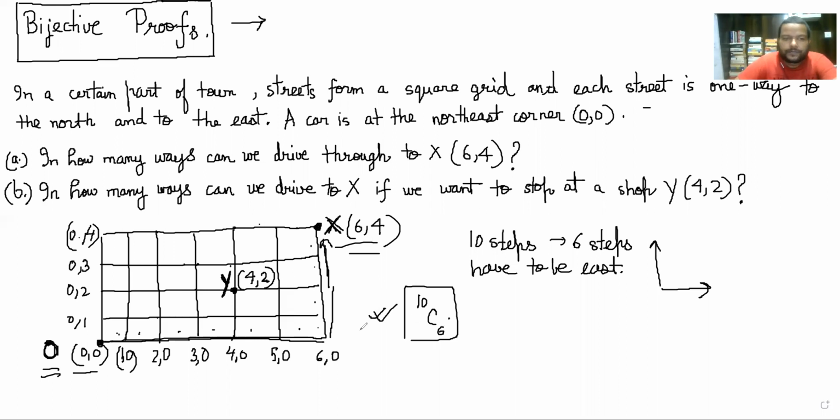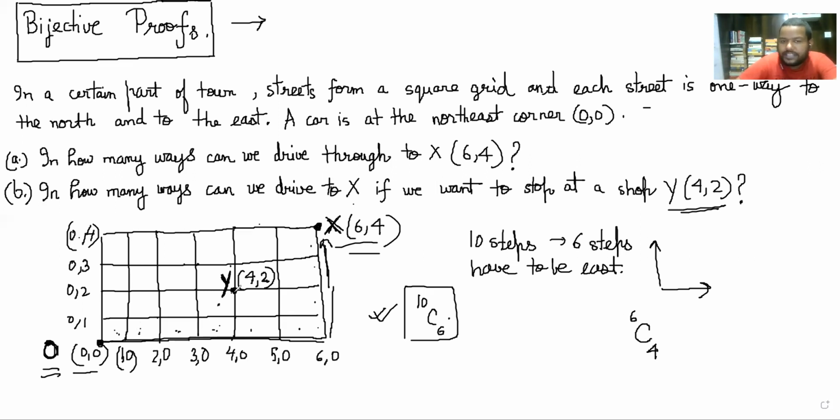Now, suppose you have to solve part B of this question. In how many ways can we drive to X if we want to shop at Y, 4, 2, right? First you have to reach 4, 2 because you have to stop there. So how many steps are required? 1, 2, 3, 4 east steps and 2 north steps. So 6 steps in total, out of which you choose 4 east steps, or you could choose 2 north steps, because 6C4 is equal to 6C2. That makes you reach this Y point.